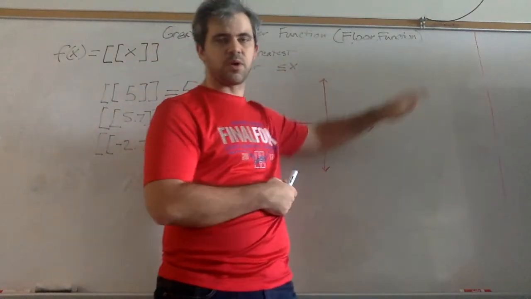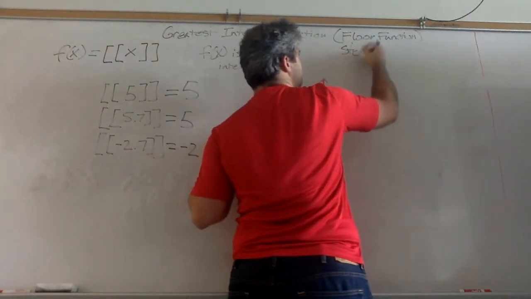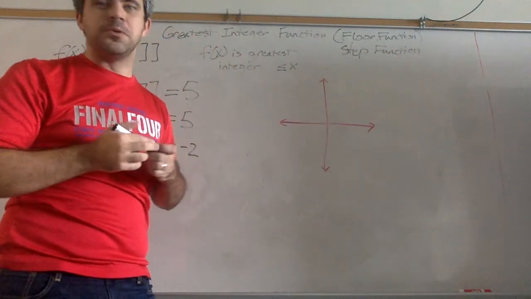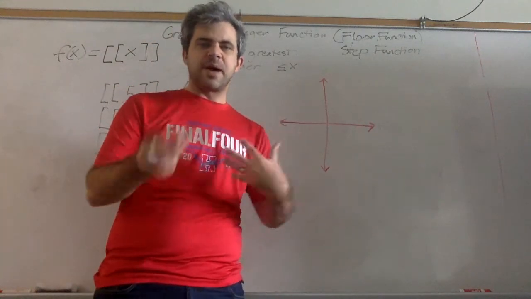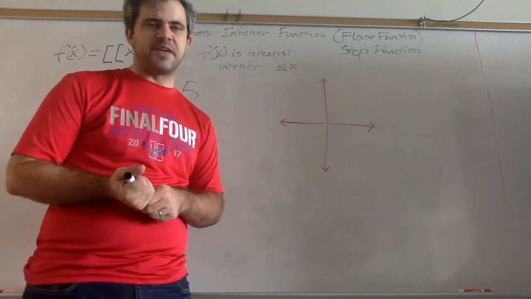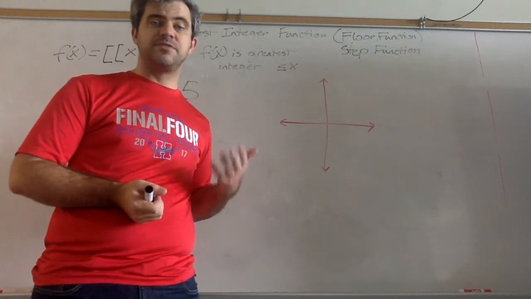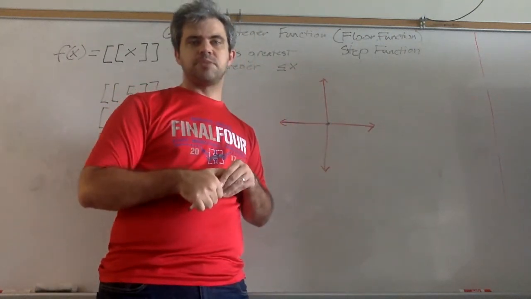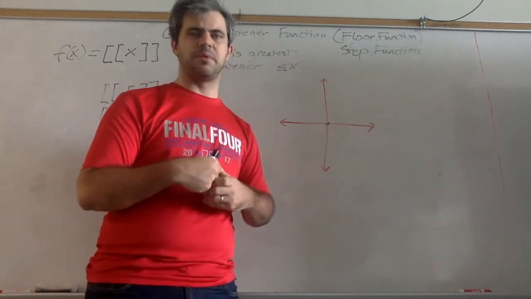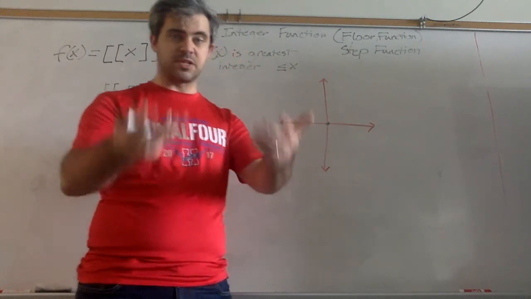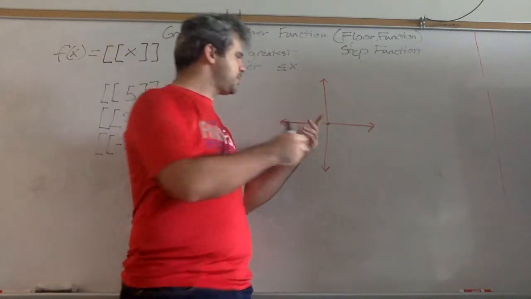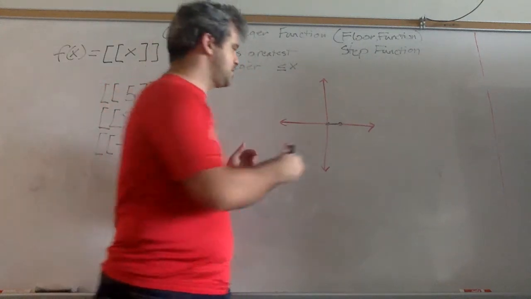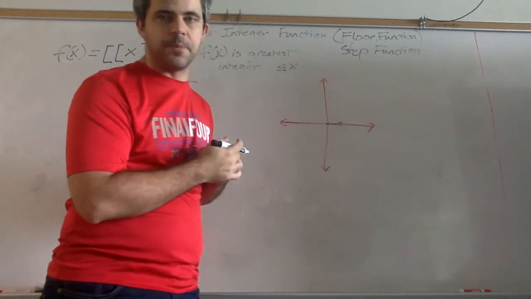This is the greatest integer function, floor function. You'll also hear this called the step function, which will also make sense once you see this graph here. So let's think about a few points, and that's going to help us graph this. What's the greatest integer of 0? It's 0. What about 0.1? Well, it's also 0. What about 0.5? The greatest integer is also 0. All the way up until you get to 1, the greatest integer is going to be 0.